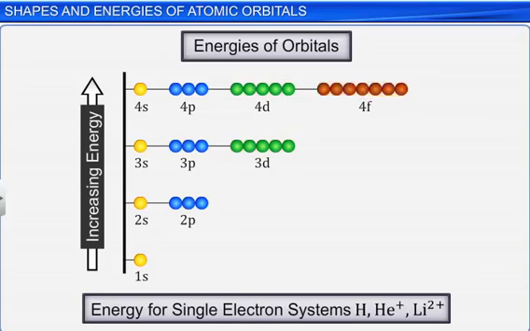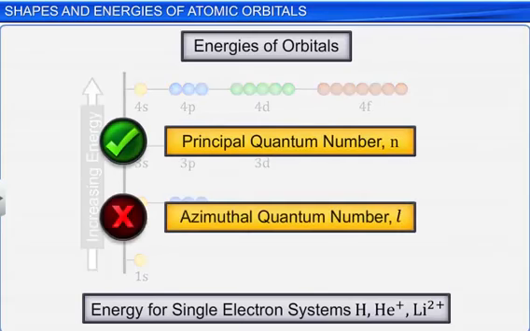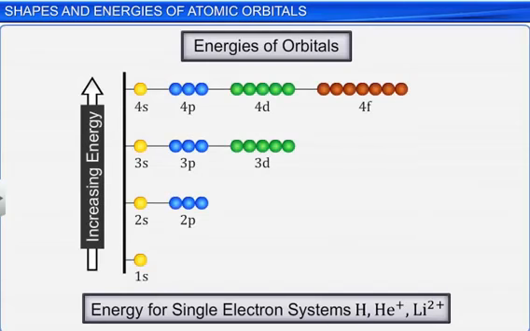That is, the energy of an electron exclusively depends on principal quantum number and not on azimuthal quantum number. For example, the energy of an electron present in 3s, 3p, or 3d remains the same, irrespective of it having different values of azimuthal quantum number.